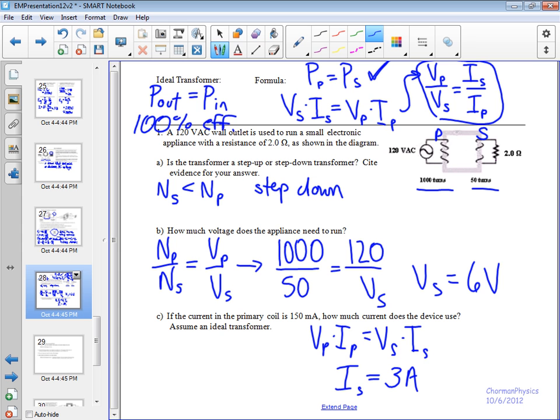If we assume this is an ideal transformer as we are told, we always got to make sure we follow our assumptions here, then the power from the primary coil is going to be equal to the power in the secondary coil. In that case, the current through the secondary coil, when we solve for it, will be 3 amps. I've given you this resistance here, and you can also double check that the 6 volts and 2 ohms there produce 3 amps as well.